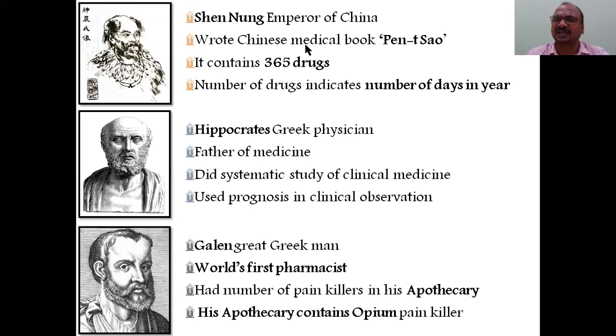And there is a man from China, Shen Nung. He was a king in one country in China. He wrote a Chinese medical book, Pen Tsao. It is the name of the book, not the name of the pen. With a pen only he wrote. Pen, pen, you can remember. Pen Tsao consists of 365 drugs. The number of drugs indicates the number of days in the year, 365 days. He is a great man.